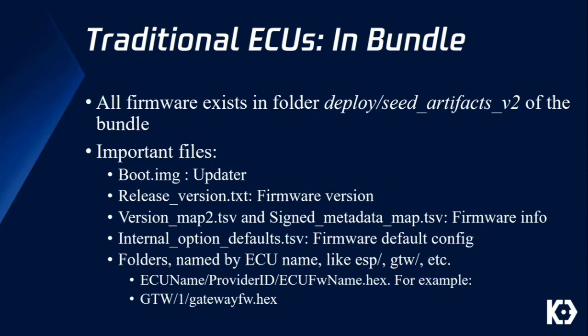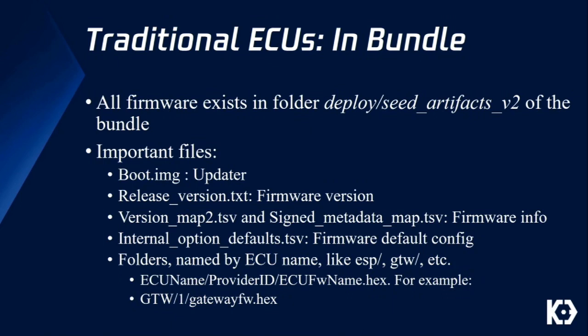All of those firmware exist in a subfolder under the deploy folder. We have just said the firmware bundle is a squashFS, right? So there is a deploy folder and there is seed artifacts version 2. And in this folder, there are some important files. The updater, of course, you have to maintain this, the boot image, and a text file which describes the firmware version. We call it release version. And 2 TSV files. We don't know what TSV stands for, and we also don't know what it represents, but Tesla just uses them. Those 2 TSV files are used to describe the firmware info, which we will talk about later.